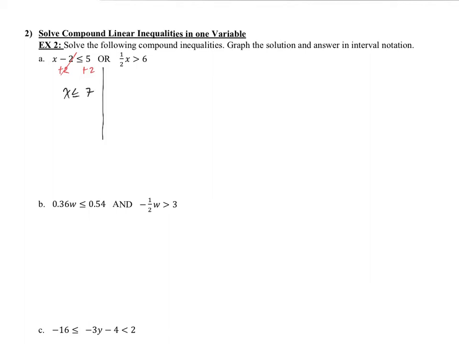And then on this side, how do we get rid of that half? Let's multiply both sides by 2. Do we need to switch the sign? No, because I multiplied by a positive number, so no need to worry. The 2's cancel. I'm left with x is greater than 12. Here's where I bring in my or. And remember, what does or mean?